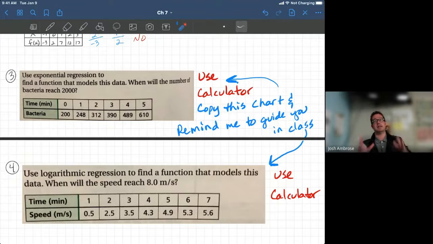All right, take the time to do that in class. After I check the notes, we will walk through these two example problems together, and that will cover it.